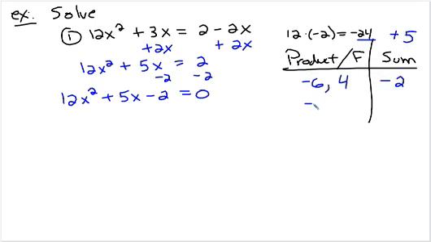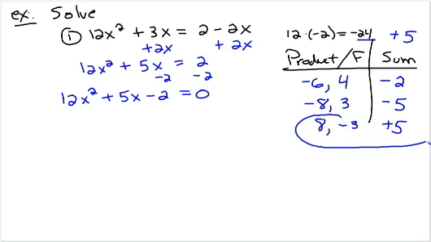How about negative 8 and positive 3? Those multiply to get negative 24. They add up to be negative 5. I think we're close here. Let's flip the signs around. How about positive 8 and negative 3? There we go. That's the combination we want. Multiplies to get negative 24. Combines to be positive 5.